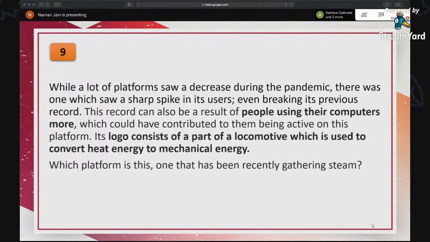And which platform is this? One that has been recently gathering steam. So this platform has been gathering steam recently. It has been doing great before too, but 2020 saw it breaking records. And thanks to our senior member of QSoc, Parth, for this great question.